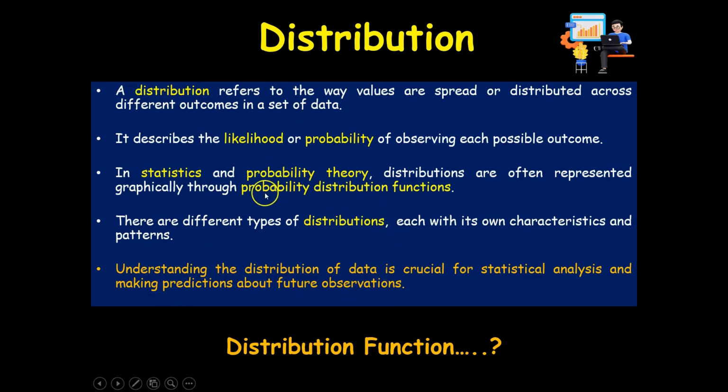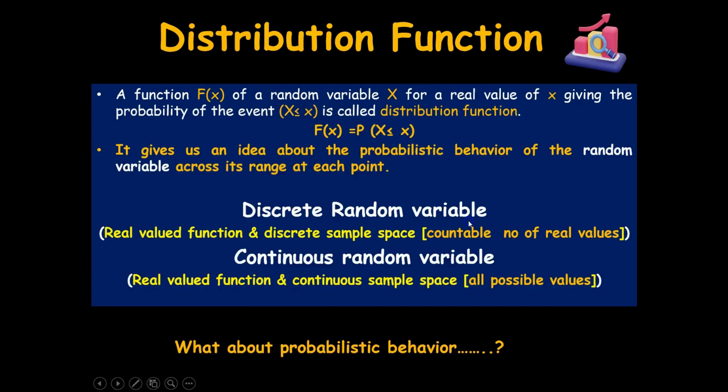So the question now is, what are these probability distribution functions? Because they are the basis, the foundation, the pillars for this distribution. Now what is a distribution function? A function f of x of a random variable x, for a real value of small x, giving the probability of an event, is called a distribution function, or we can write it mathematically in this form. We can say it gives us an idea about the probabilistic behavior of a random variable across its range at each point.